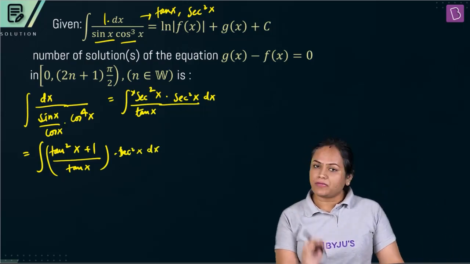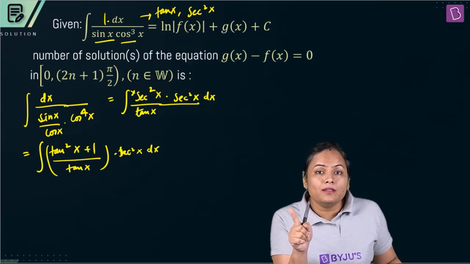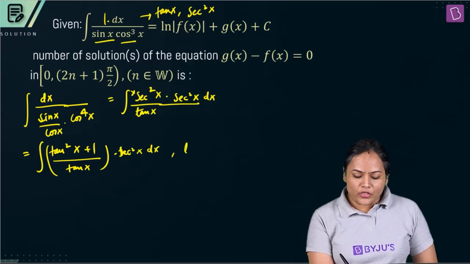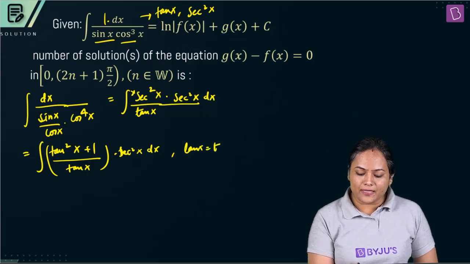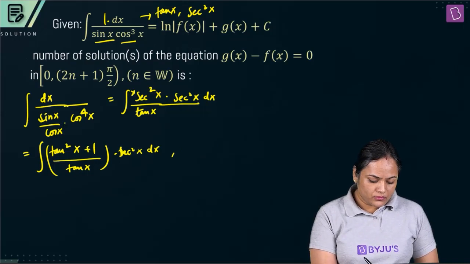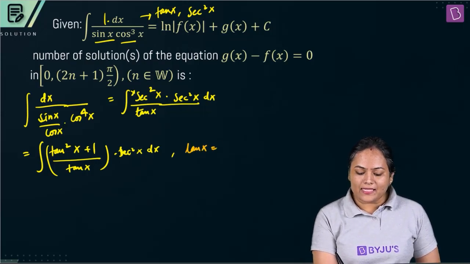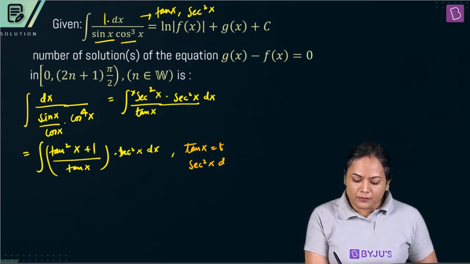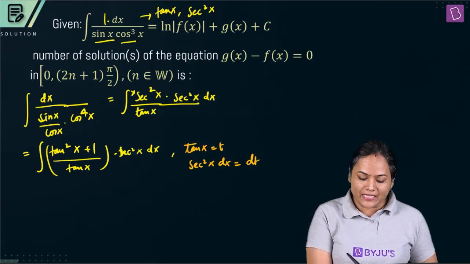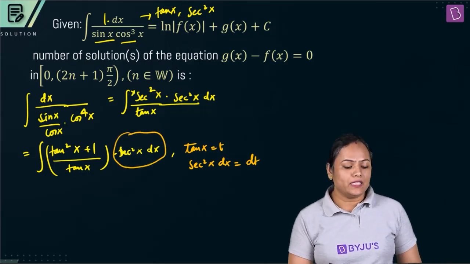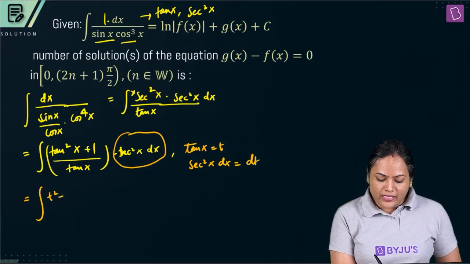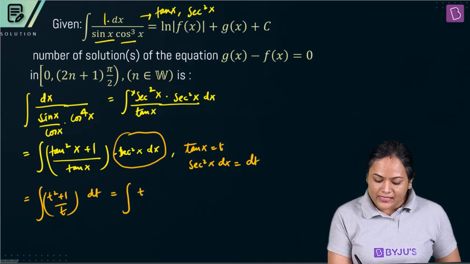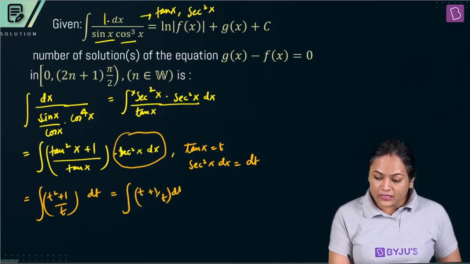Have you got till here? Have you understood what I am doing? Perfect. And now you already know what we'll do. We'll assume tan x as t. So when I differentiate tan x, you already know its derivative is going to become sec square x dx, which is dt. So this entire part is dt. And I will be left with t square plus 1 by t multiplied by dt, which can be written as t plus 1 by t dt.